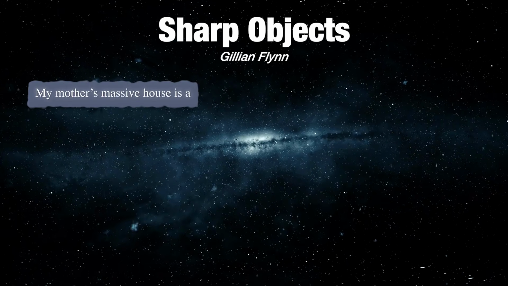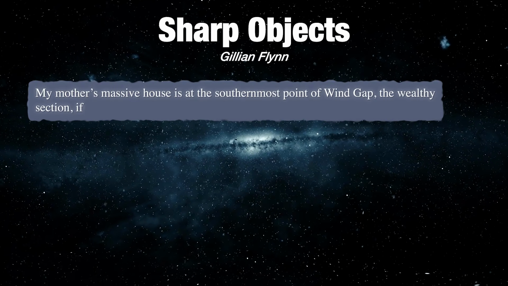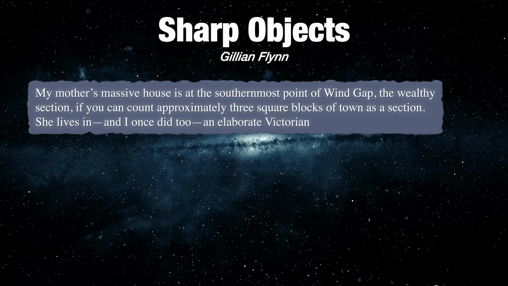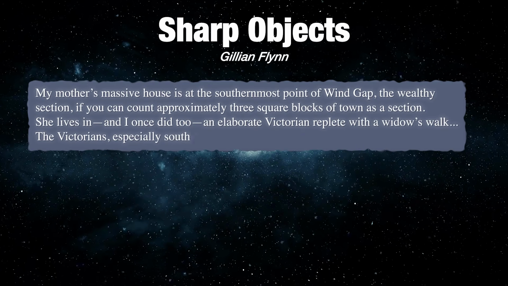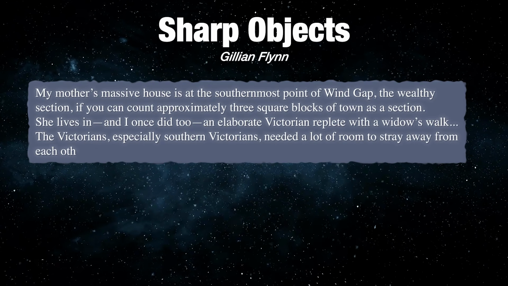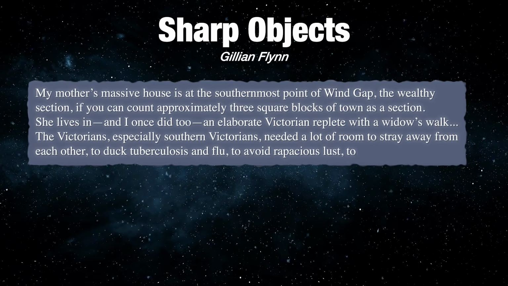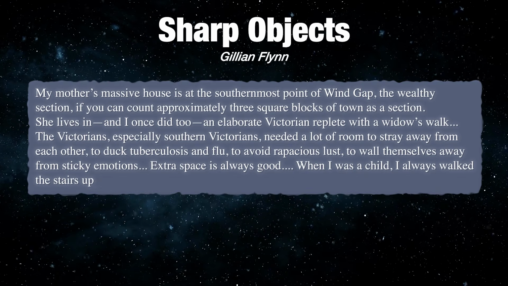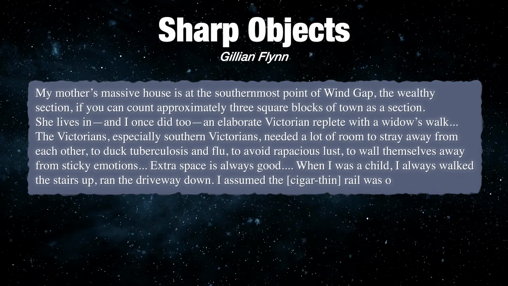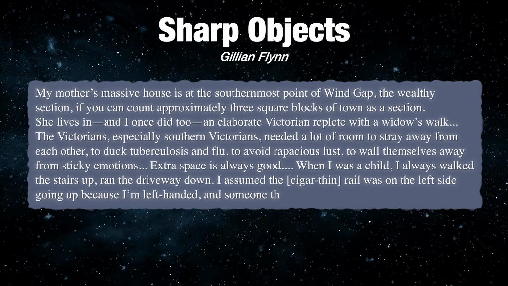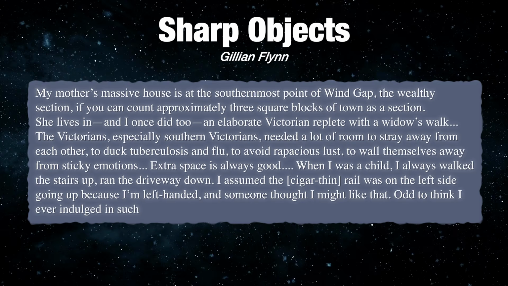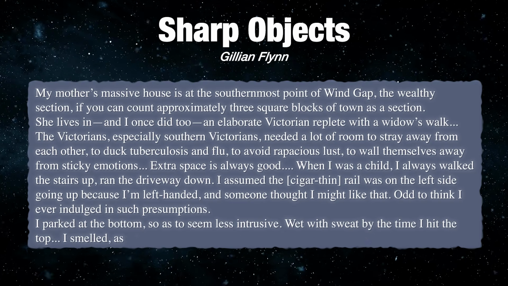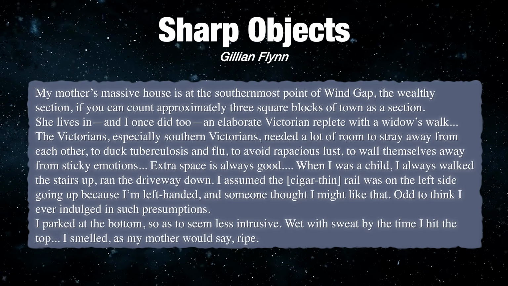My mother's massive house is at the southernmost point of Wind Gap. The wealthy section, if you can count approximately 3 square blocks of a town as a section, she lives in, as I once did too, an elaborate Victorian replete with a widow's walk. The Victorians, especially southern Victorians, needed a lot of room to stray away from each other, to duck tuberculosis and flu, to avoid rapacious lust, to wall themselves away from sticky emotions. Extra space is always good. When I was a child, I always walked the stairs up, ran the driveway down. I assumed the cigar-thin rail was on the left side going up because I'm left-handed, and someone thought I might like that. Odd to think I had ever indulged in such presumptions. I parked at the bottom, so as to seem less intrusive. Wet with sweat, by the time I hit the top, I smelled, as my mother would say, ripe.